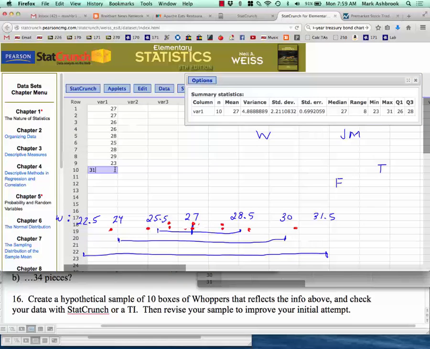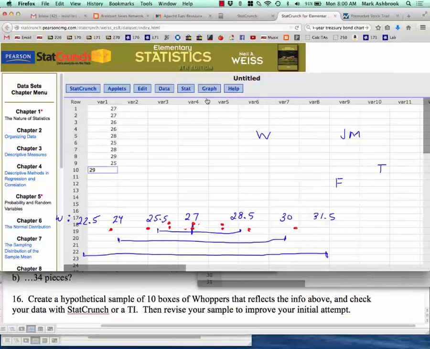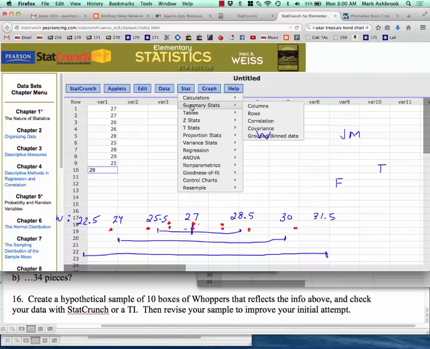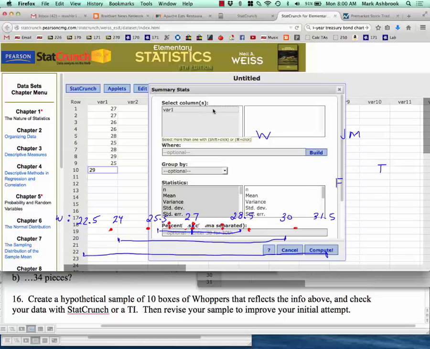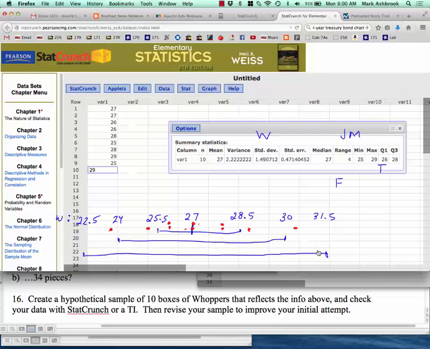So the 31, we're going to change it to a 29. Let's see, do those automatically update? Oh no, you've got to redo it. 23 to 25. Okay, I'll run it again. Standard deviation now is 1.49.